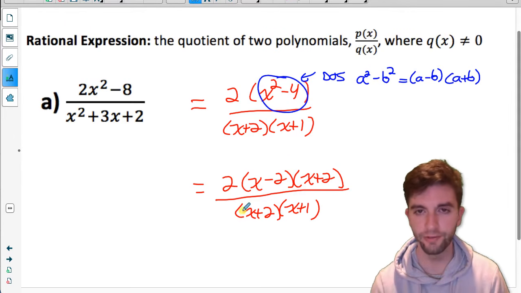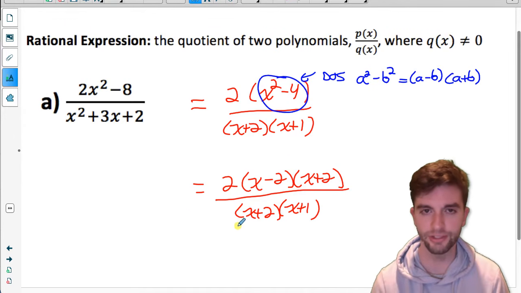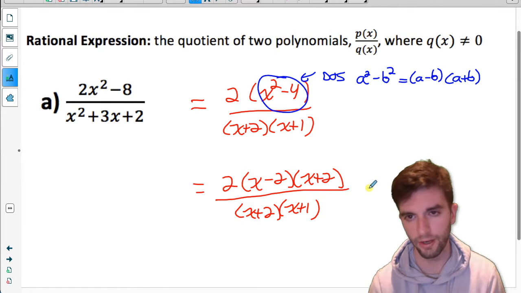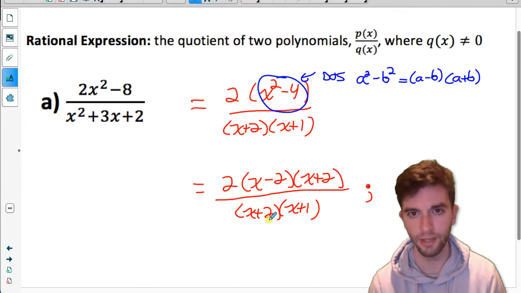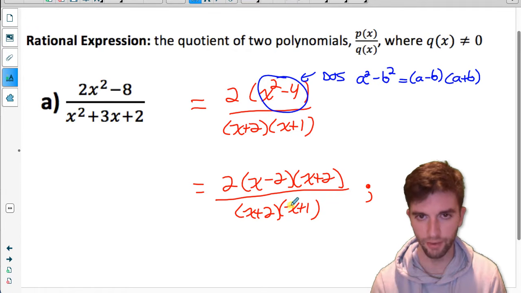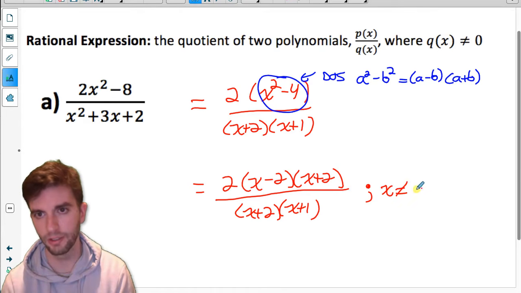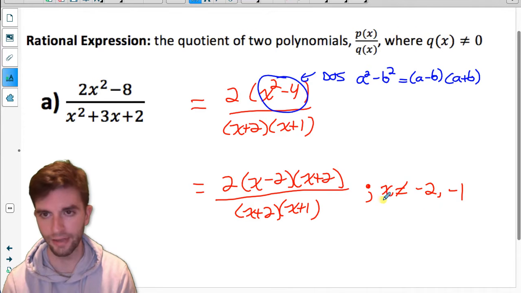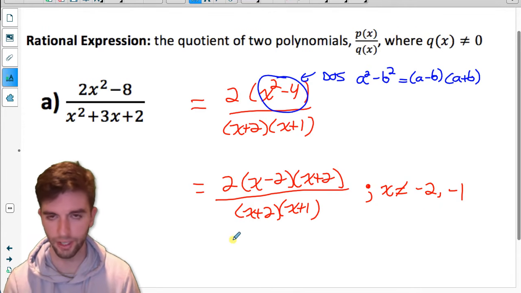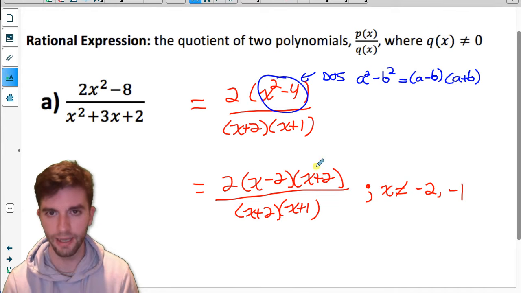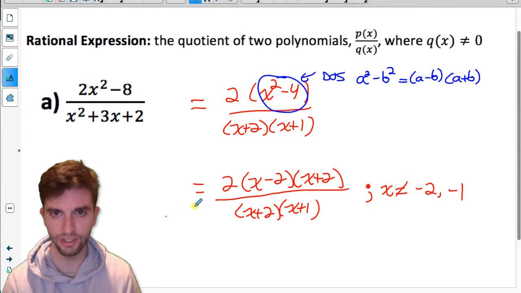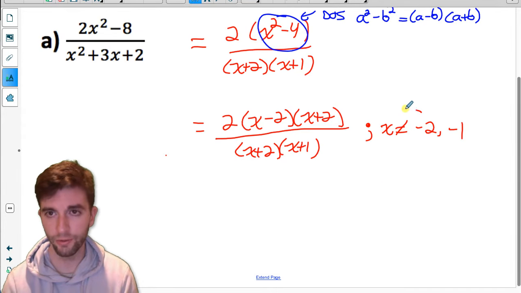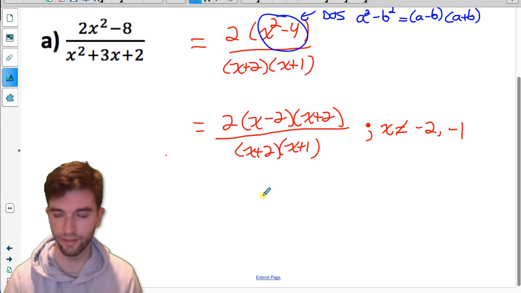Now that we have it in fully factored form, an important part of this process is being able to state the restrictions on this function. So are there any values of x that would make the denominator of this function become 0? Yeah. If this factor was 0, the denominator would be 0. Or if this factor was 0, the denominator would be 0. So x cannot be negative 2 or negative 1. If x was either of those values, the denominator would become 0, meaning the function would be undefined. And this is equivalent to the original function, it's just in factored form. It's easiest to see the restrictions once it's in factored form. And it's actually important that we stated these restrictions before we start simplifying this function.